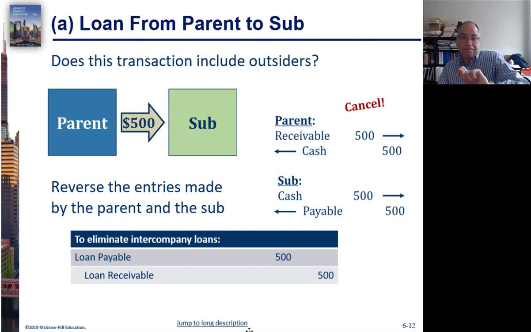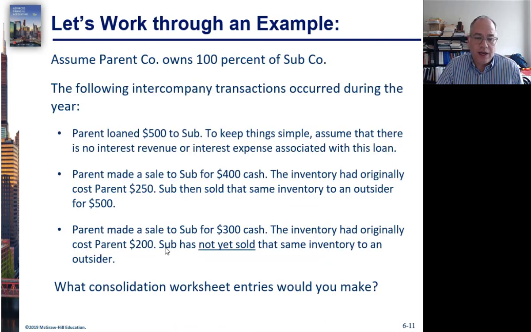On your consolidation worksheet, you're going to debit loan payable and credit loan receivable as an elimination entry, because of the receivable on the books of the parent for 500 and the payable on the books of the sub. When you consolidate, you would just get a receivable and a payable that are equal to each other, and to the outside investor looking at the balance sheet, it's not going to make any sense. Let's look at this third example.